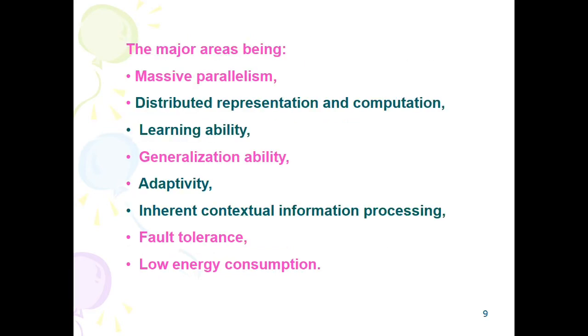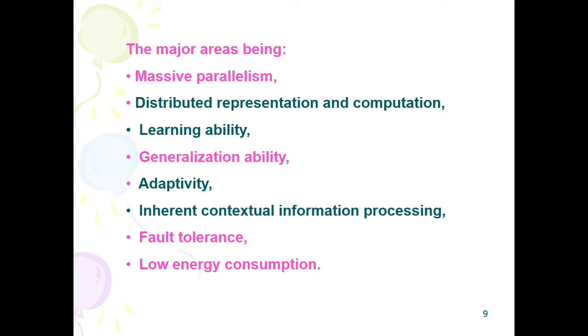So the major areas we are concentrating on for artificial neural networks are parallel processing, that is, massive parallelism. Here, the distributed representation and computation: the data has been distributed and has to be represented, and with the help of a large amount of data we have to compute within a specific period of time. And the learning ability, the ability to learn like a human brain or human thinking, and generalization ability. Here, adaptivity and inheritance play a major role in generalization.